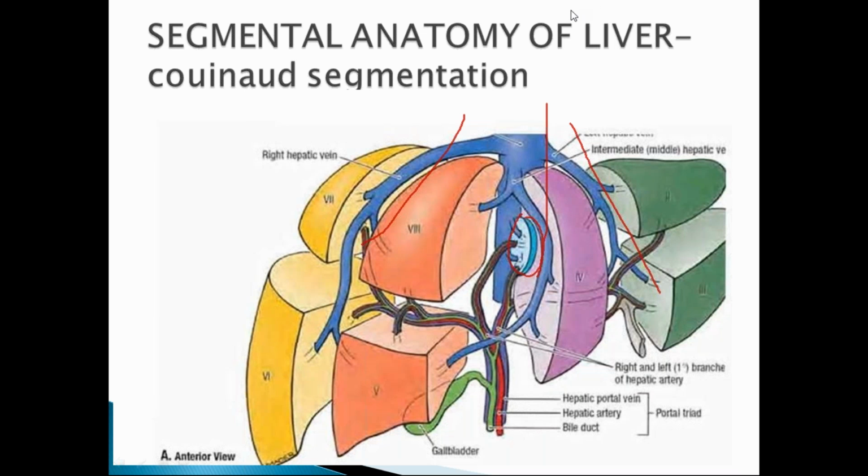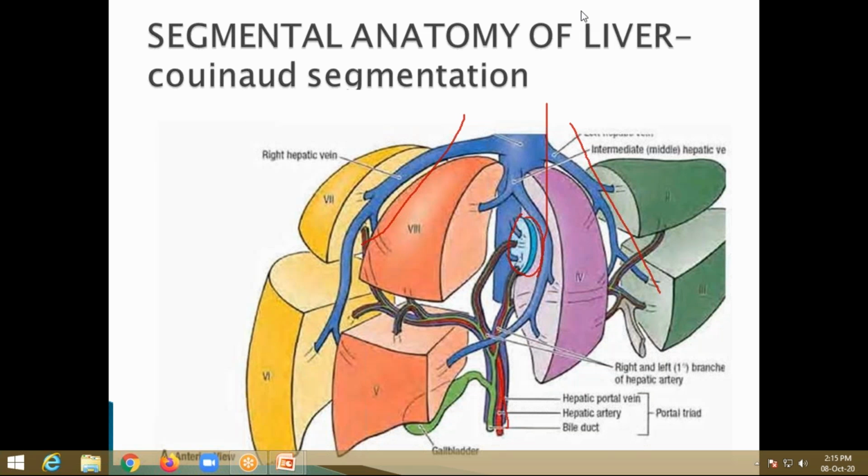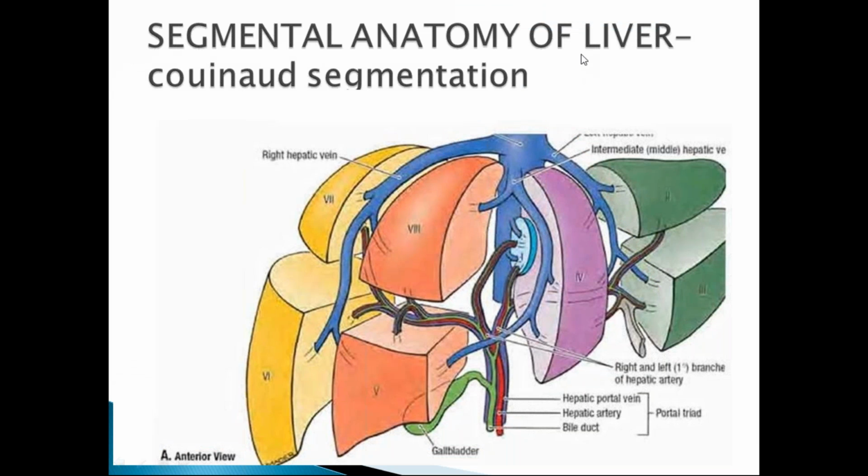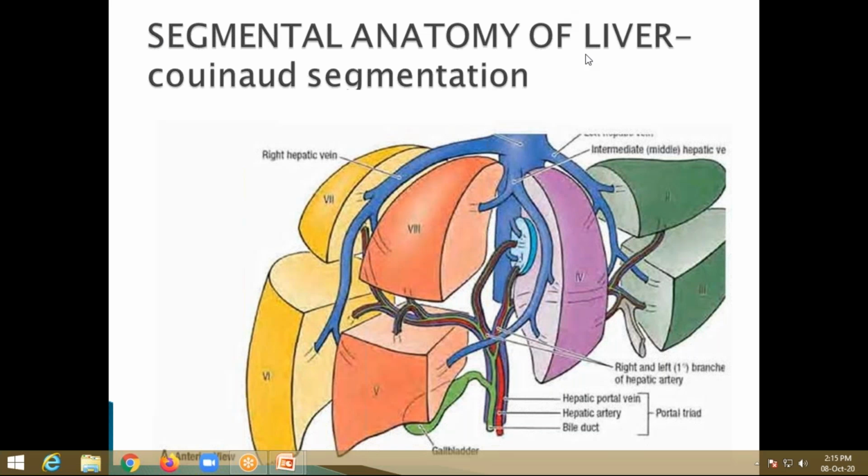So the segmental anatomy of the liver is divided based upon 1 portal vein and 2 hepatic veins. This is how it is divided. This is the segmental anatomy: 1, 2, 3, 4, 5, 6, 7, 8. Total of 8 segments, and they are named in clockwise direction. You can see this here. This is 1. This becomes 2, 3, 4, 5, 6, 7, 8.